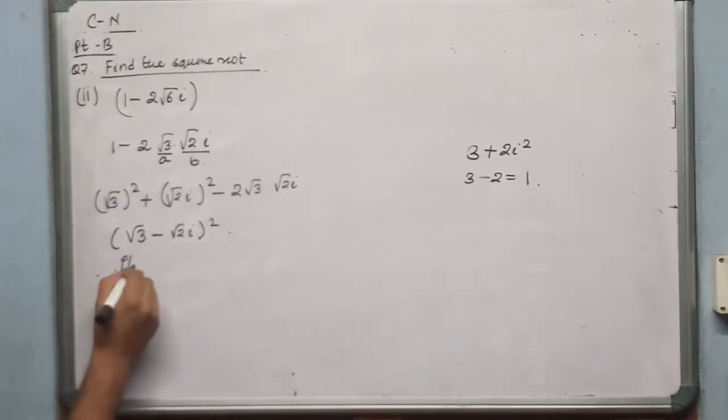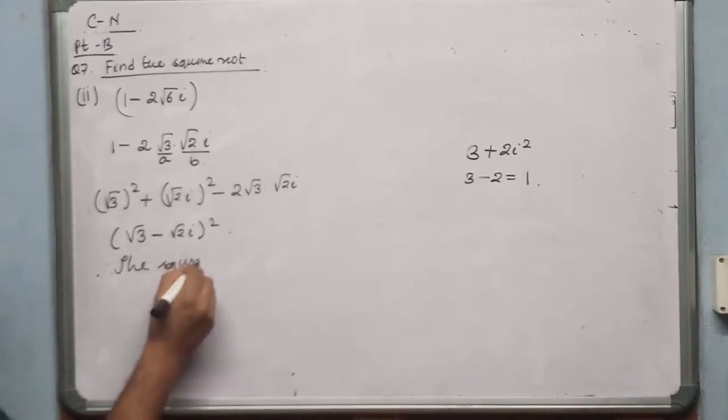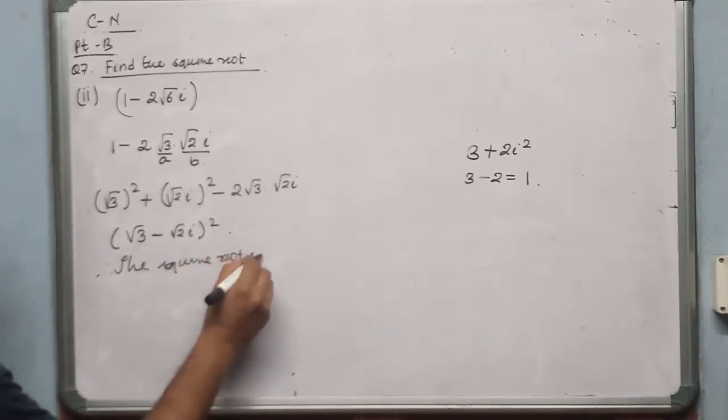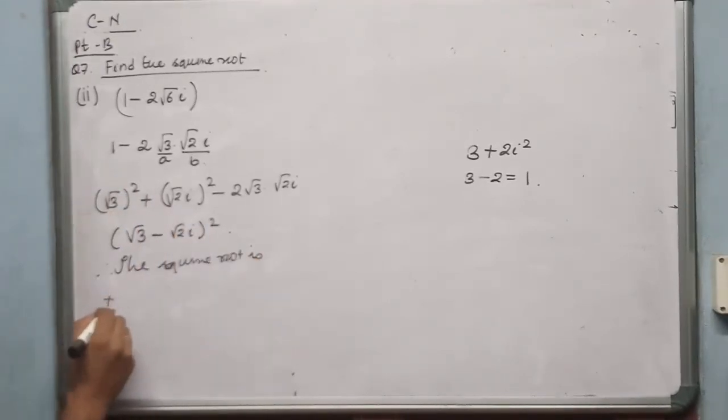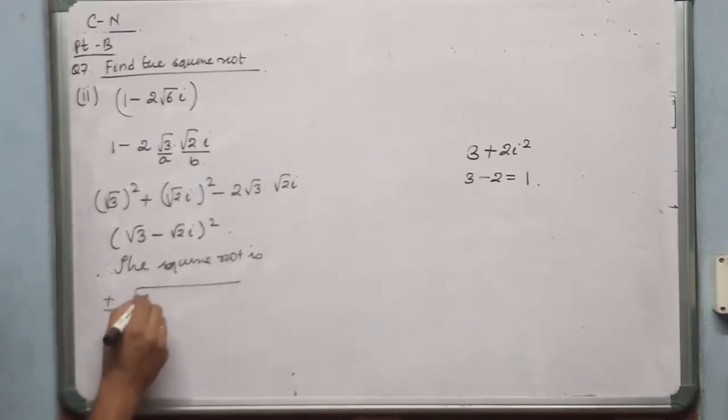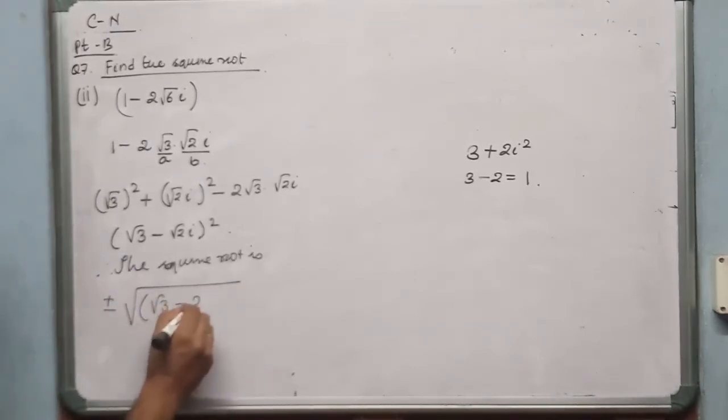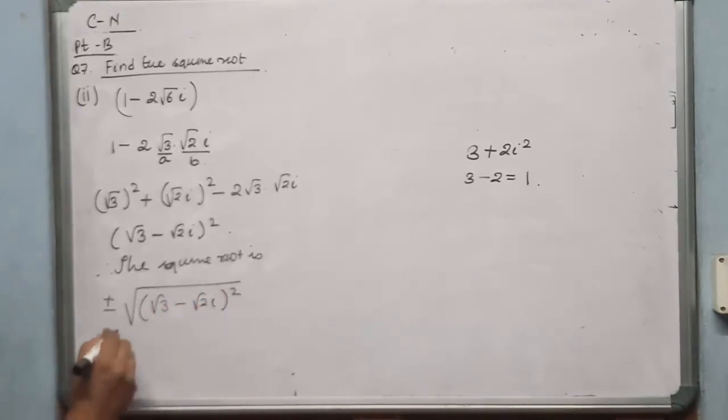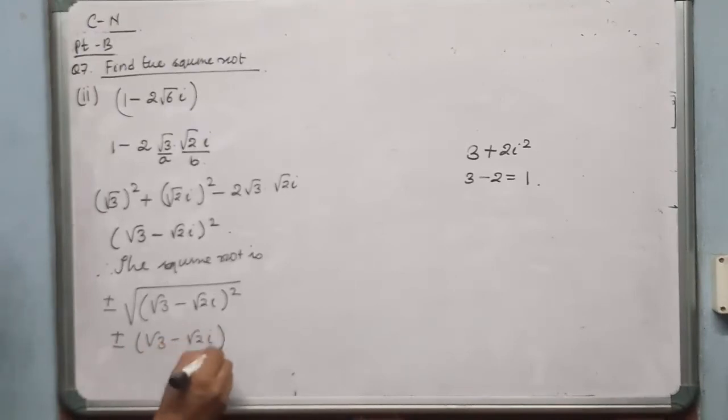Therefore, the square root is plus minus the root of (root 3 minus root 2i) whole square. Root and square get cancelled. It is root 3 minus root 2i. It's the square root of this quantity.